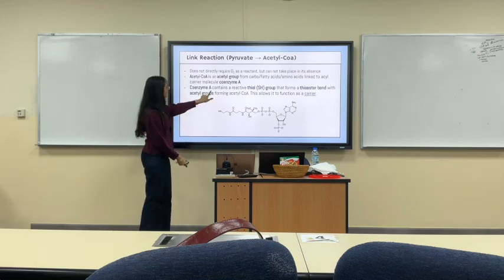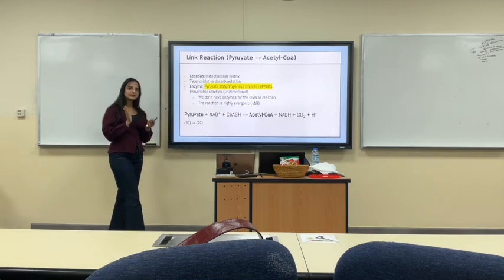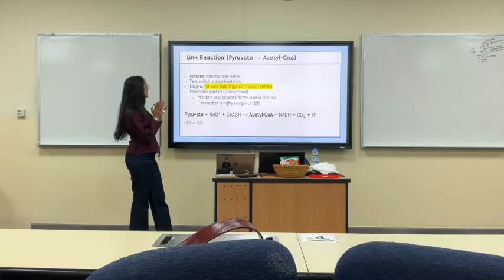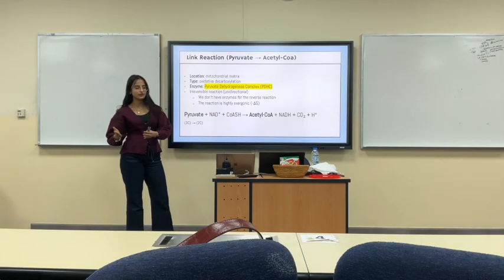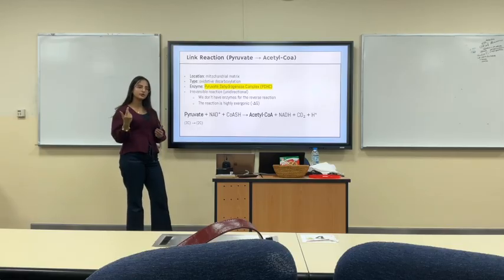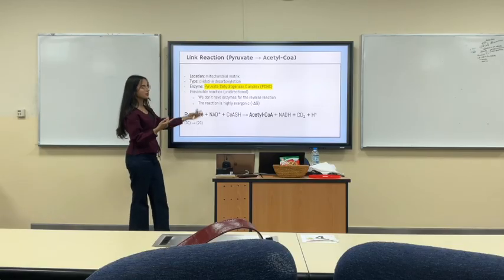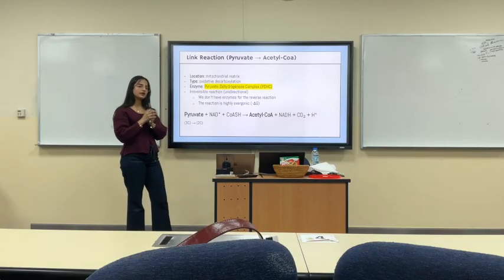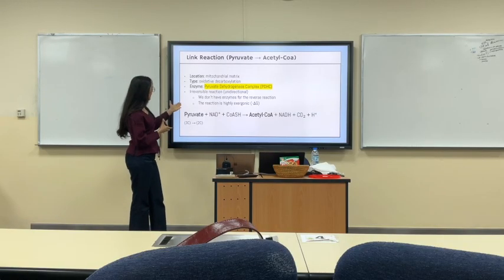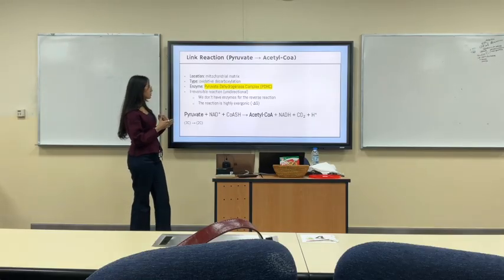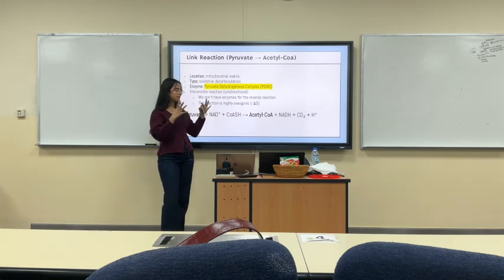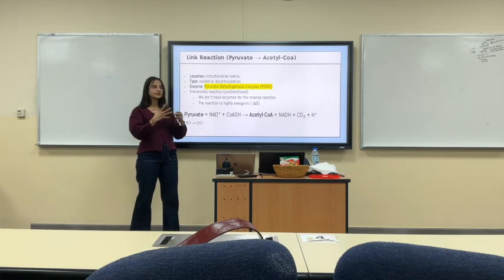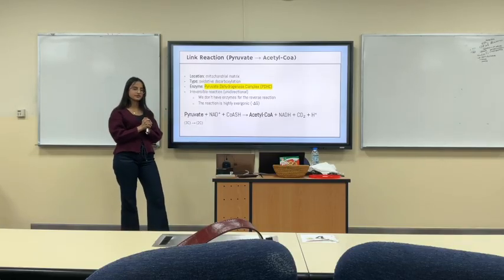Okay, so the link reaction takes place in the mitochondrial matrix, and its type is oxidative decarboxylation. This is because we go from pyruvate of 3 carbons to acetyl-CoA, which has 2 carbons. So we've lost a carbon, it's decarboxylation. And it's oxidative because the reaction is an oxidation reaction. The enzyme we require is pyruvate dehydrogenase complex. This isn't a normal enzyme, it's actually a very large enzyme with many enzymatic activities. It's incredibly large and it's found in the mitochondrial matrix.